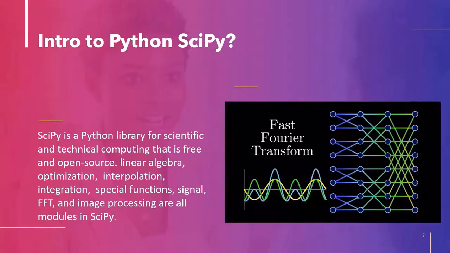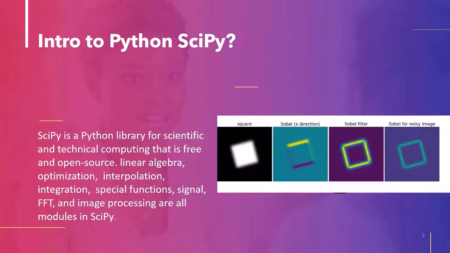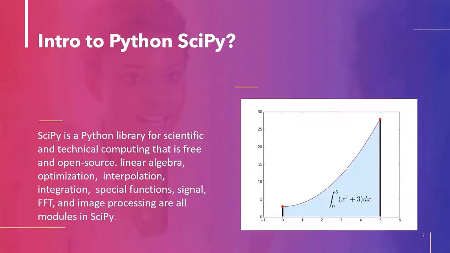FFT, which stands for fast Fourier transform. This package contains mathematical methods for converting a time function to a frequency function. Signal: this package is used for alteration or analysis of signals. Image processing: this package helps in applying various operations to an image in order to create a better image or extract relevant information from it. Integration: this package helps in solving mathematical integration problems.